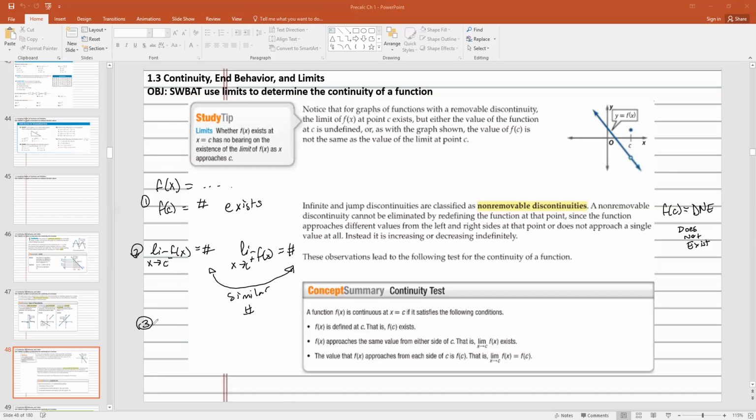And then the third is that the limit of f of x as x approaches c is equal to f of c. If those are the same, all three work out, then it's continuous. Okay, so let me show you some possibilities. Actually, there's only three that we need to check.